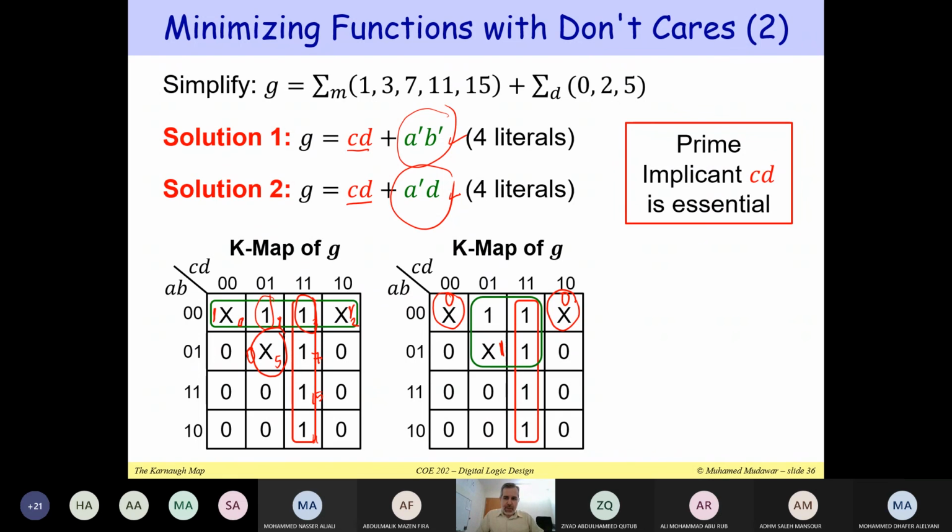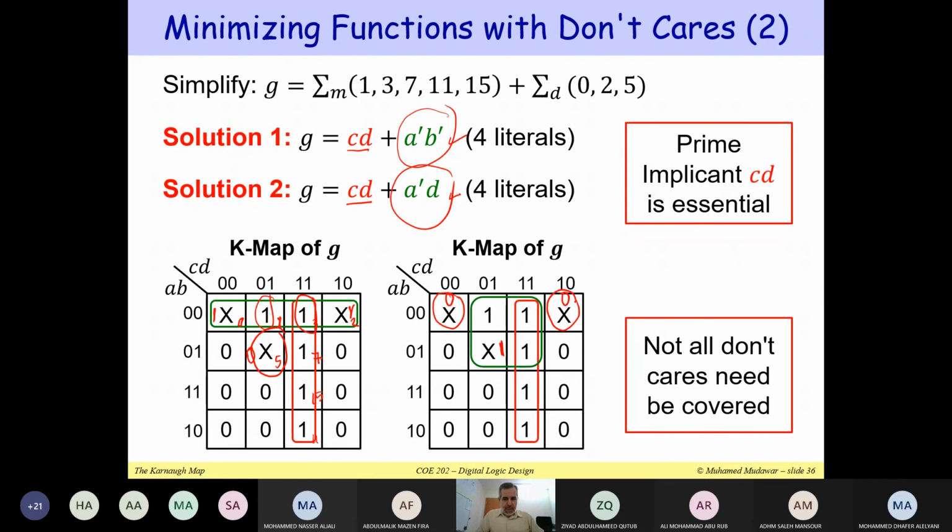So the only essential prime implicant is CD, while the other ones are not essential. So A prime B prime and A prime D are 2 different blocks, 2 different terms. They cover different don't cares, and therefore some of them will be ones and some of them will be zeros. This is my example about don't cares. Do you have any question about this?